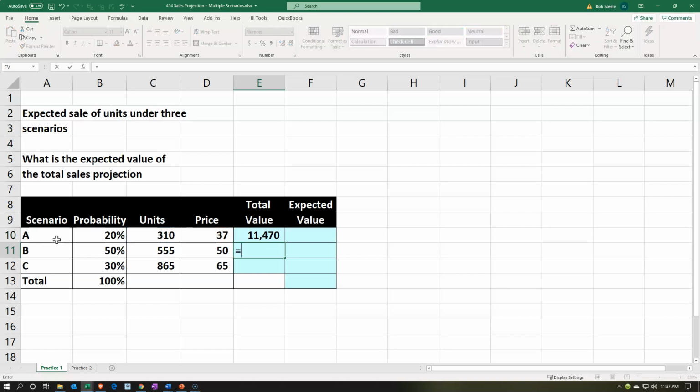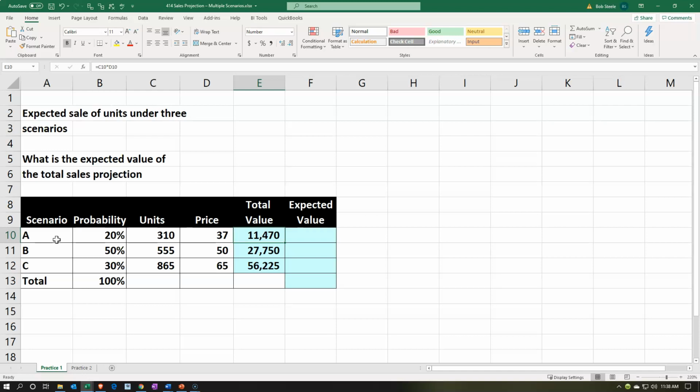And then scenario 2, we're going to be picking up the 555 times 50. This is scenario B, or the second scenario. And then under scenario 3, we've got the 865 times the $65. So if these are our expected three scenarios, these are three things that could happen in the future, and we're trying to figure out, okay, what's going to be the total sales dollar.